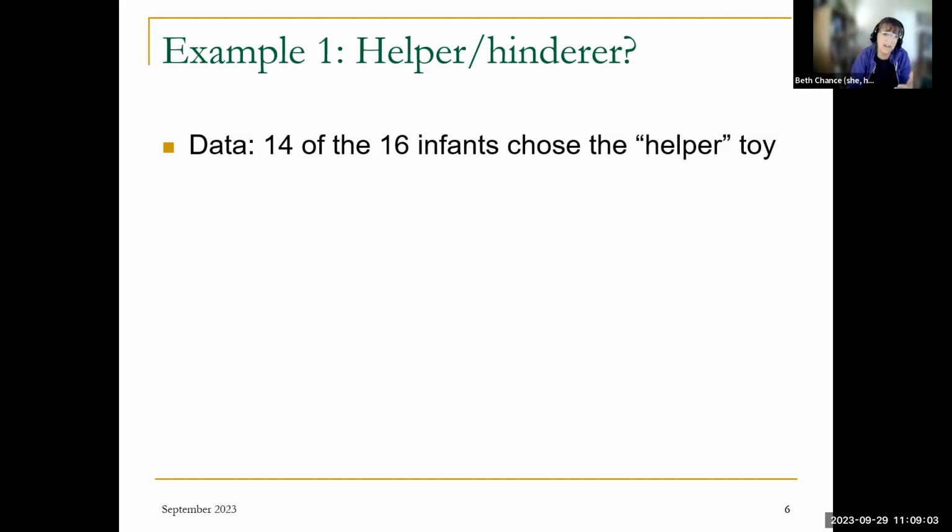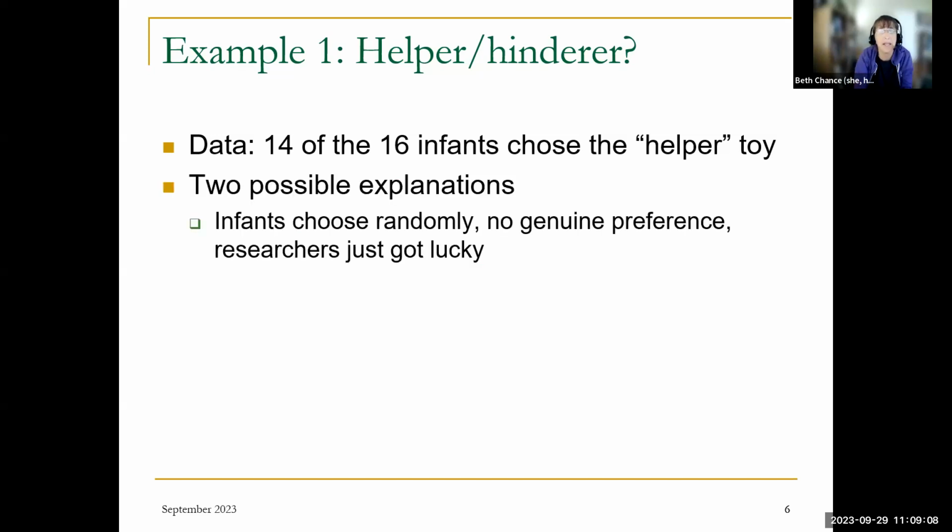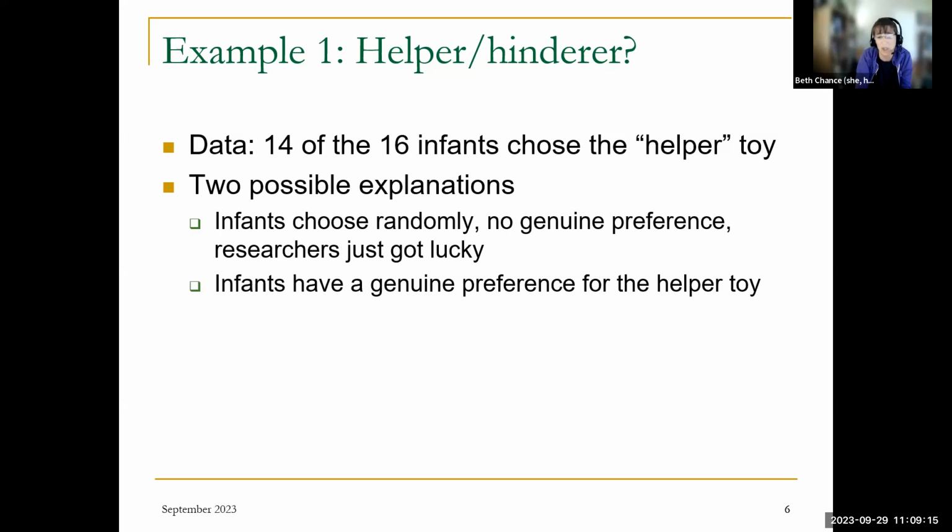So there's lots of explanations. I'm going to narrow it down to two. One is that infants do choose randomly. There is no genuine preference. These researchers got lucky. And maybe the infants do have a genuine preference for the helper toy. All the other things that you're suggesting, right and left, color, shape, we're going to hope, and again, this was only 16, but we're going to hope that that got balanced out and wouldn't explain why so many chose the helper toy, because it didn't seem to matter what color or shape they made it or which side they put it on or which one they showed them first. We're still getting a pretty strong majority here.